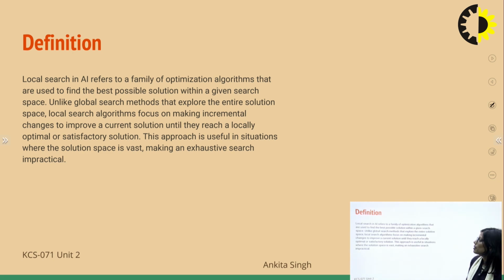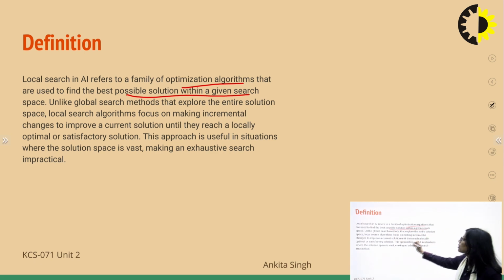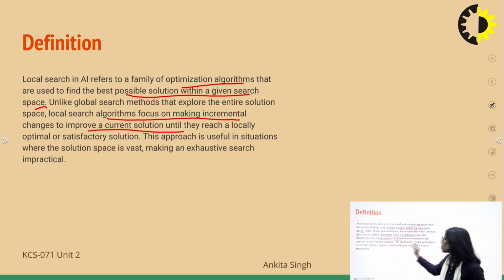The definition of local search algorithm is a very descriptive one. It says that it refers to a family of optimization algorithms that is used to find the best possible solution within a given search space. In informed and uninformed search techniques, we are searching in the partial solution space, whereas in local search algorithms, we are searching in the solution space and we are keen to find the best possible solution. Unlike global search methods that explore the entire solution space, local search algorithms focus on making incremental changes to improve the current solution until they reach a local optimal or satisfactory solution.